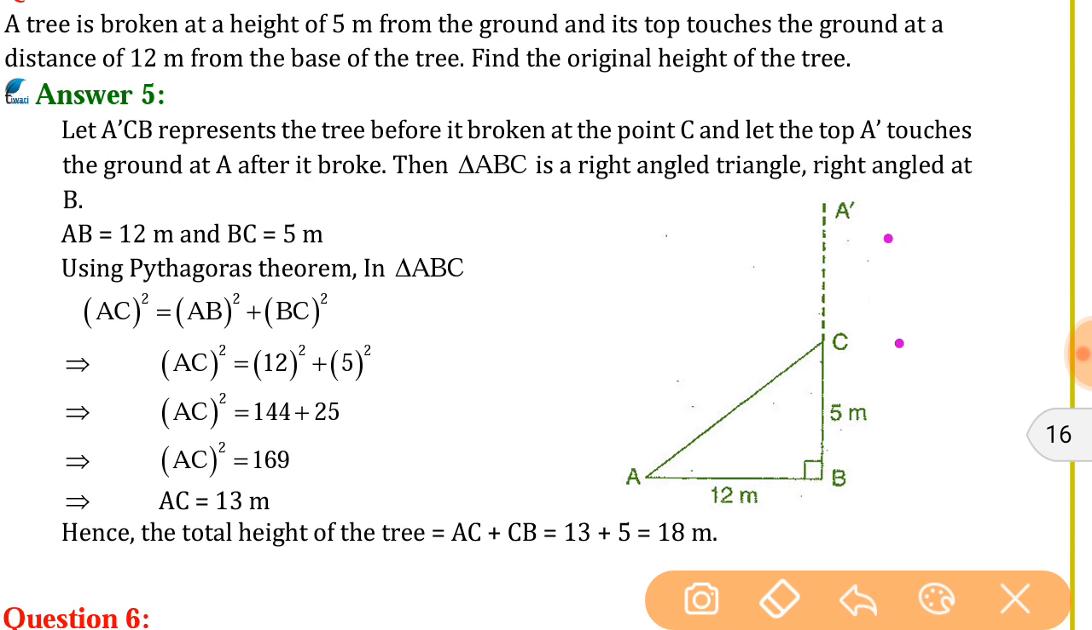At 5 meter it is broken, means its distance is 5. This is 12. Find the value of AC, and automatically AC is nothing but A dash C. So add 5 and A dash C. So how to find the AC now?